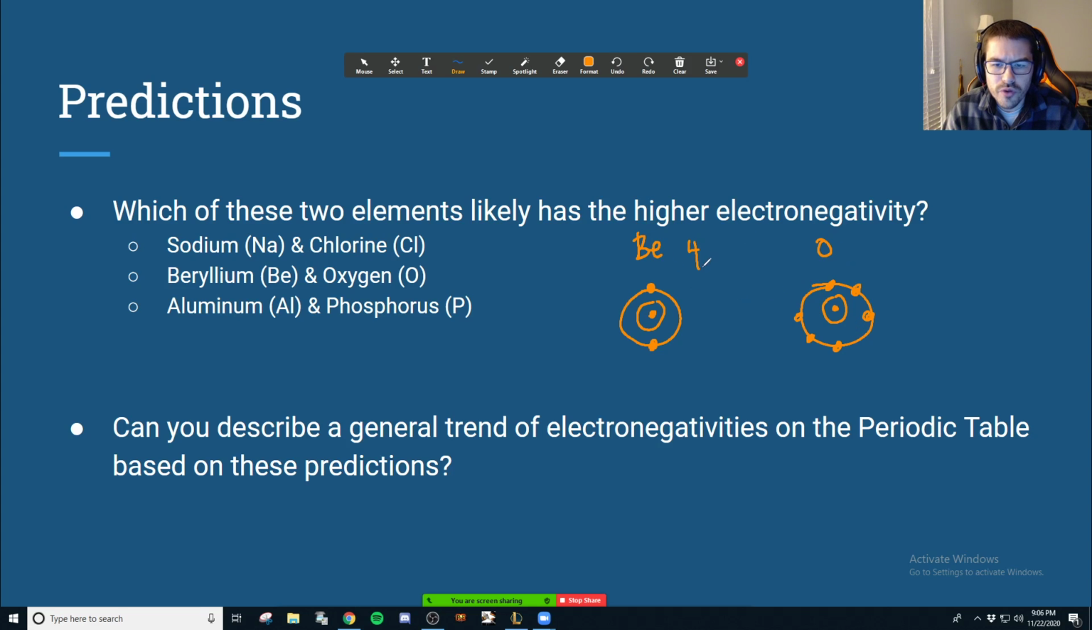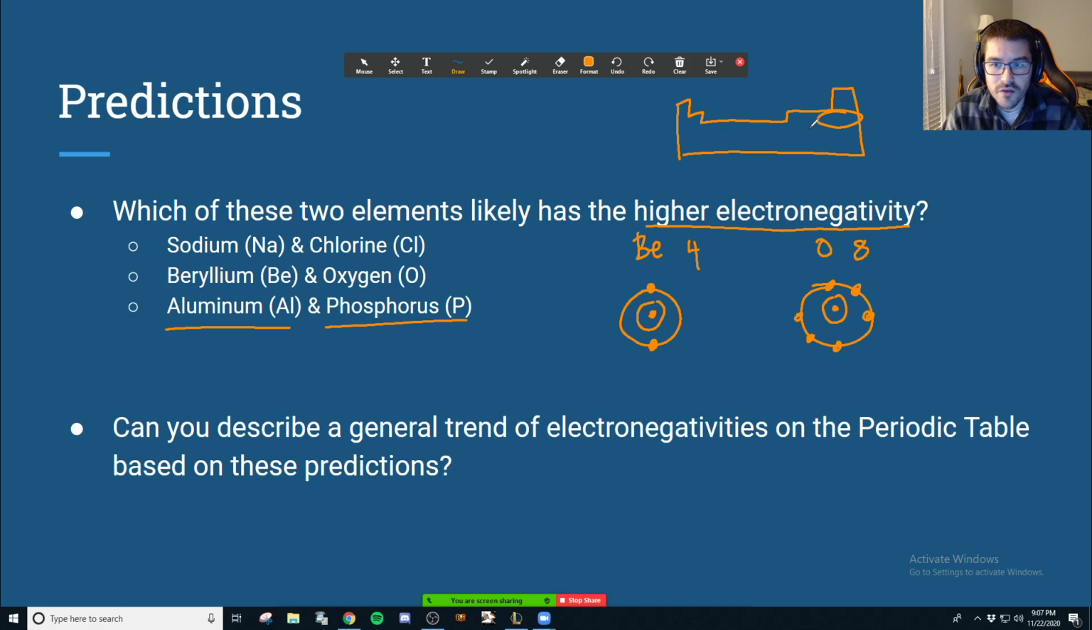Well, beryllium's number 4, oxygen is number 8 on the periodic table. There are more protons in the nucleus for oxygen than there are in the nucleus for beryllium, so oxygen is going to be the one that has the higher electronegativity. It's going to be better at pulling on electrons than beryllium is. Once again, if I look at my little sketch of the periodic table here, the winner is oxygen, which is over here.